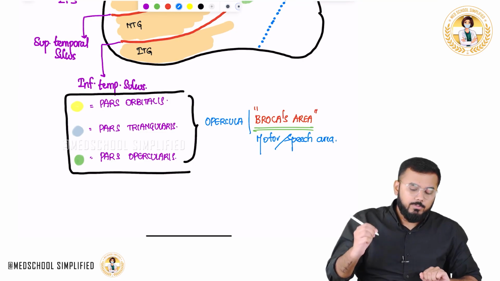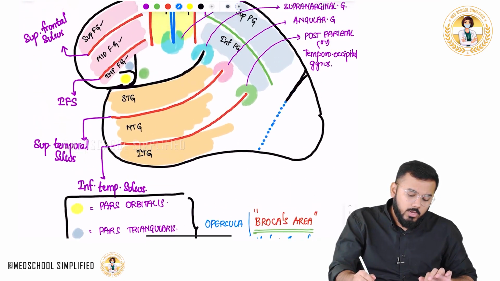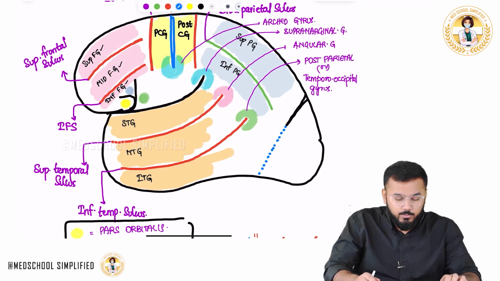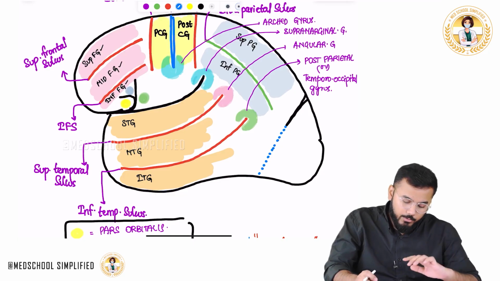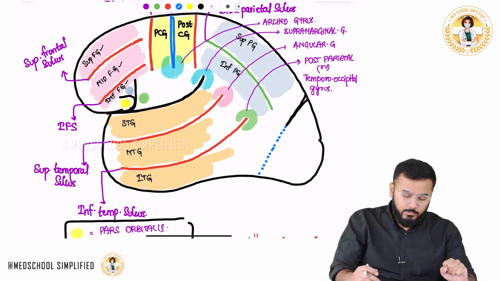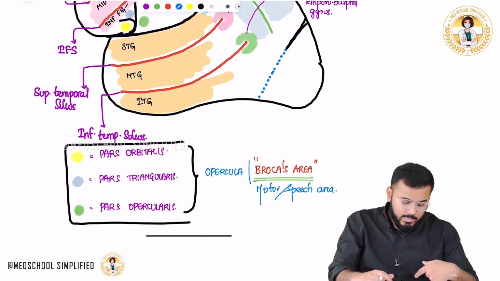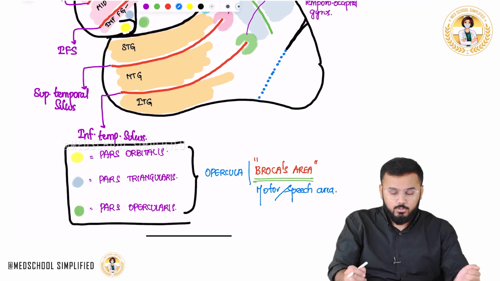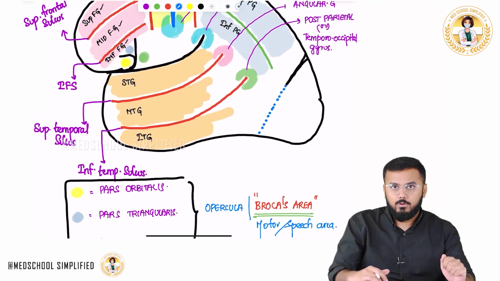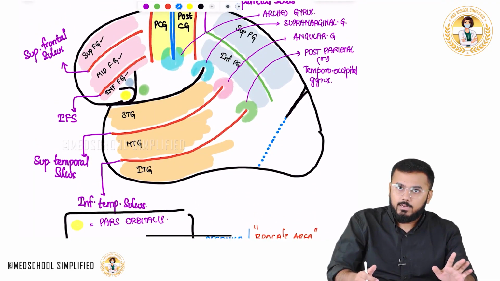This is a motor speech area. Broca's area is nothing but your motor speech area. I hope you understood all these things. This yellow one is pars orbitalis, the next one is pars triangularis, and the green one is pars opercularis. Three of them together you call the opercula, and you know where exactly they are located.